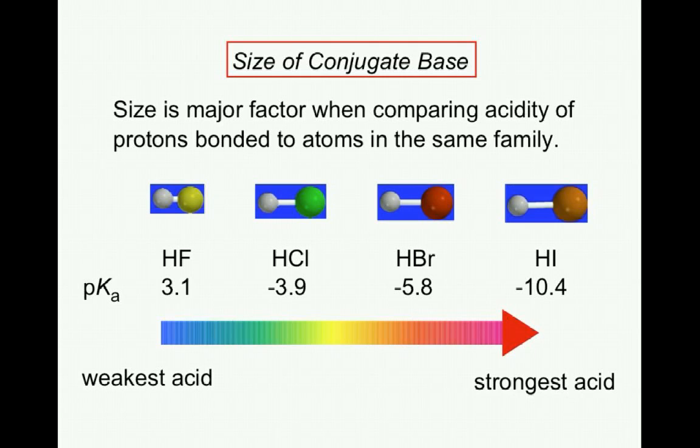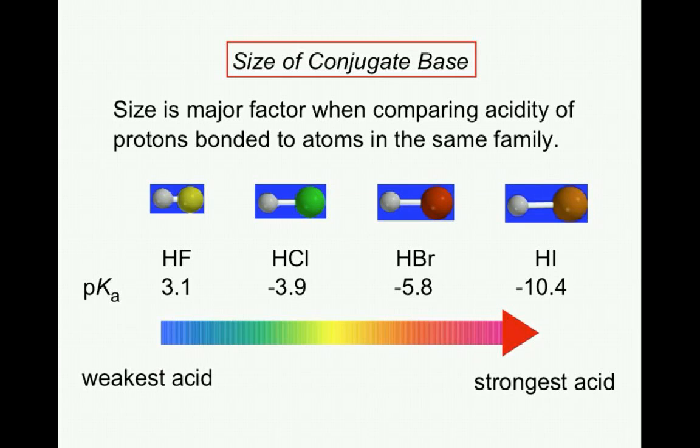The second factor we will consider includes the size of the conjugate base, which also affects the acidity of the parent acid. In general, as the size of the conjugate base increases, the strength of the parent acid also increases. Size is the most important factor for comparing the relative acidity of acids that are derived from the same group or family in the periodic table. Note here on this slide that HI is the strongest halo acid, as the size of its conjugate base, I-, is larger than those of the other halo acids. But why is this the case?